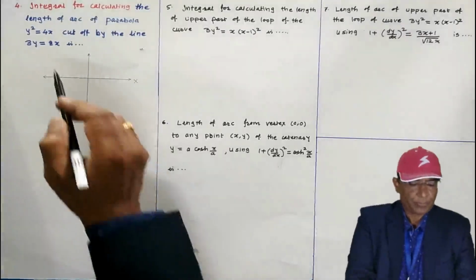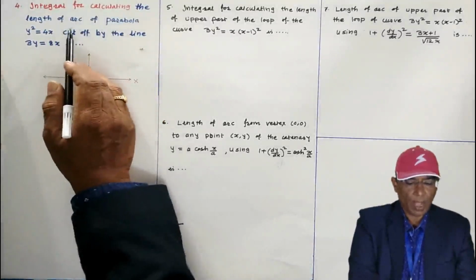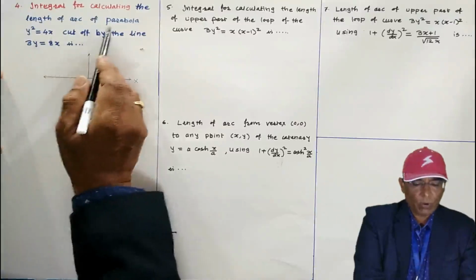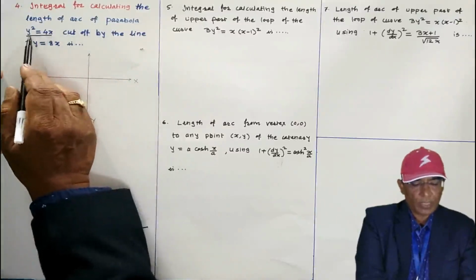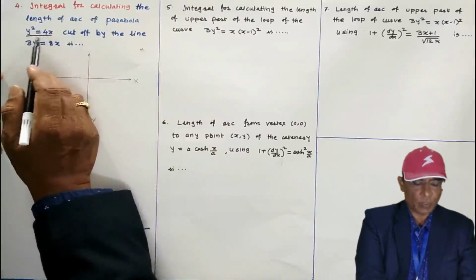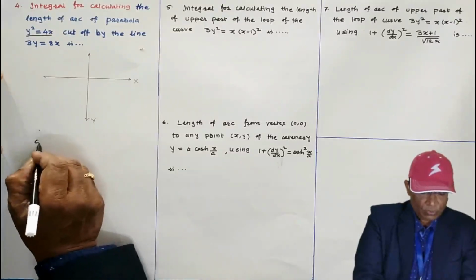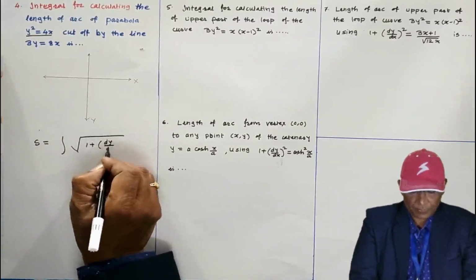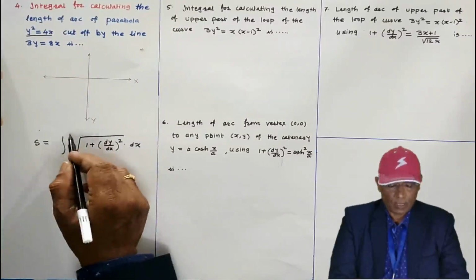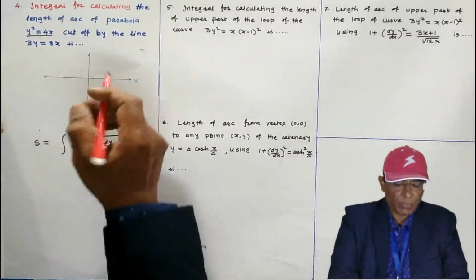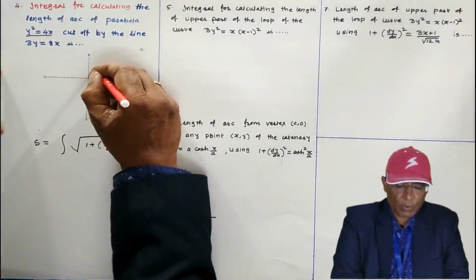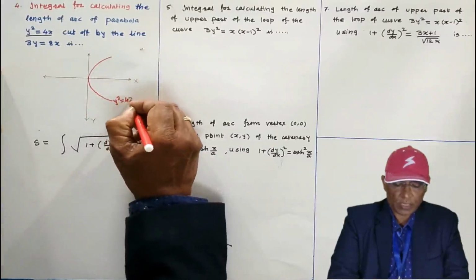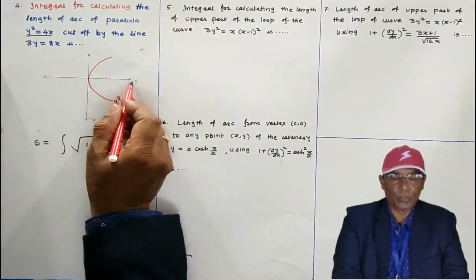Now same type of problem again. Integral for calculating the length of arc of the parabola y square equal to 4x cut off by the line 3y is equal to 8x. We want the length of arc of the parabola. If y is expressed in terms of x, then s is equal to the integral of square root of 1 plus (dy by dx) whole square. Now I want two values of x. Here the situation is like this. y square equal to 4x means this parabola is symmetric about the x-axis. It does not contain a free constant, therefore it passes through the origin.